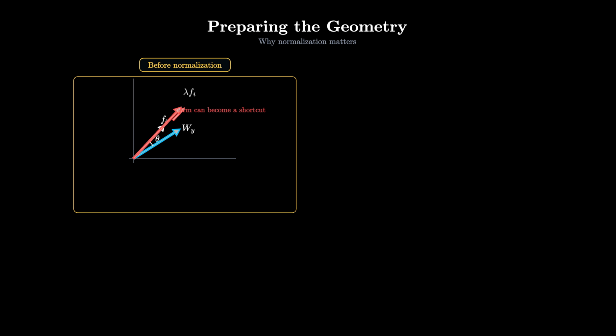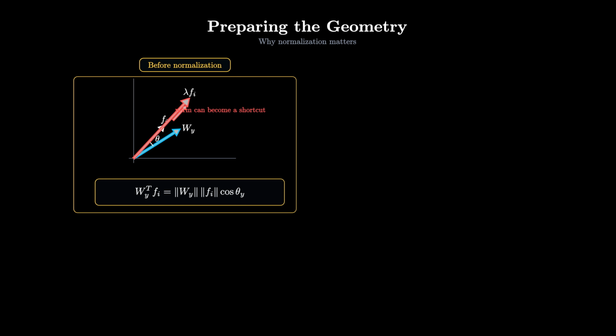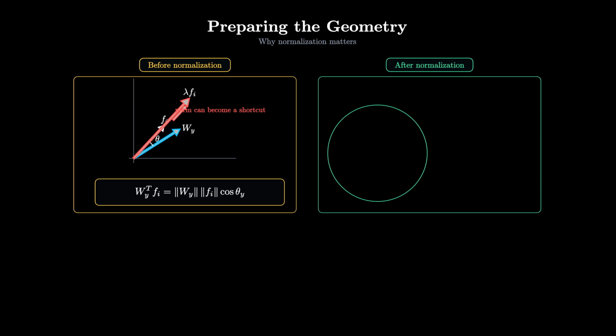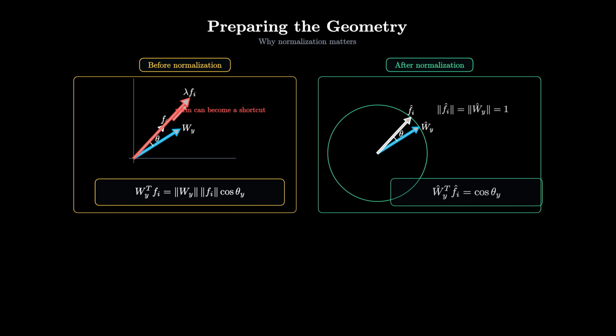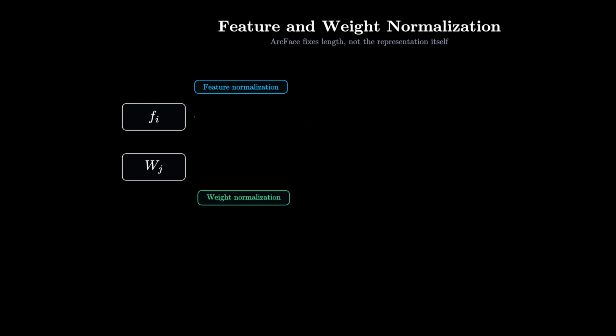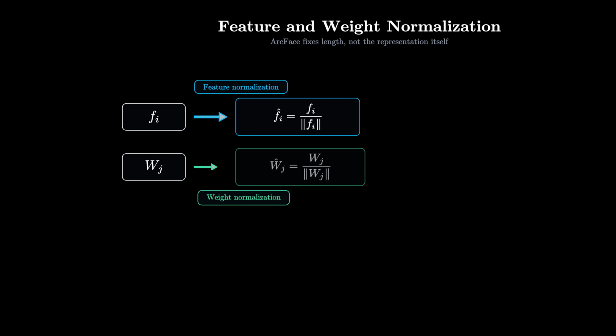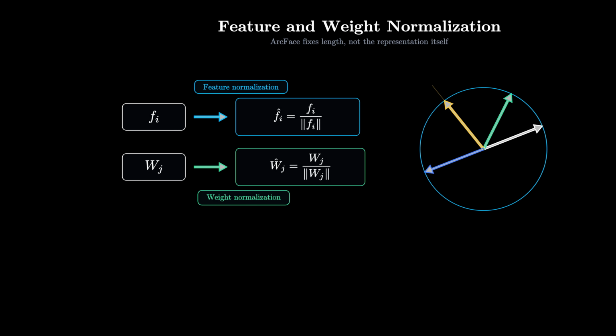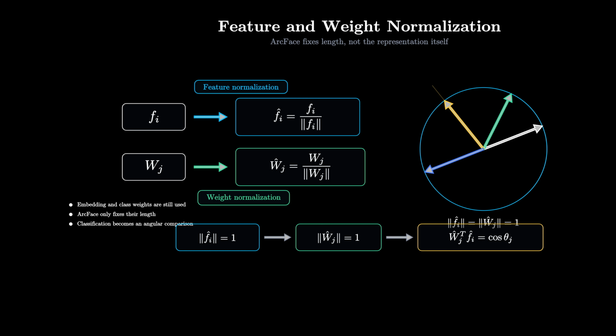ArcFace mechanism. For angular margin to work properly, ArcFace begins with normalization. In standard softmax, the classification score can be affected by both the direction and the magnitude of a vector. The model may increase the norm of an embedding to make the prediction more confident, instead of truly learning a better identity direction. ArcFace removes this shortcut by normalizing both the embedding and the class weight vectors to the same length. Once magnitude no longer dominates the score, the model is forced to optimize the angle between vectors.